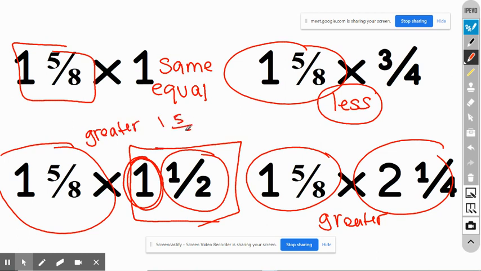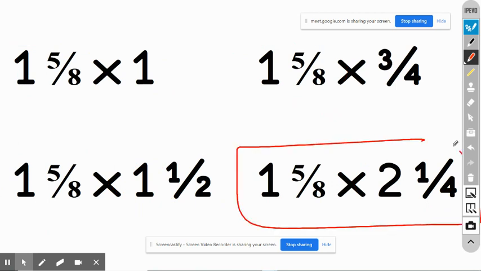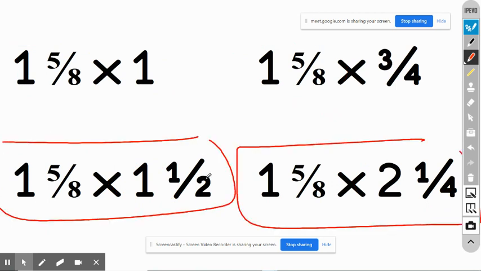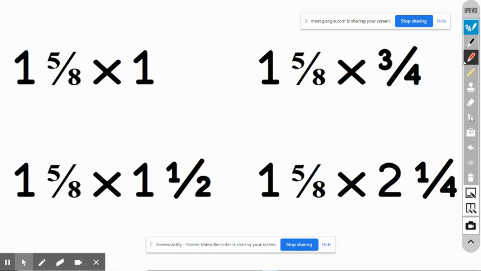than 1 5/8. Okay, so the choices would be this and this because these are greater than 1. This is less, it would be less. This is 1, it would be the same. Okay, so as we do word problems, I will talk about it with you. We will ask those questions once we pick the numbers and the operation.